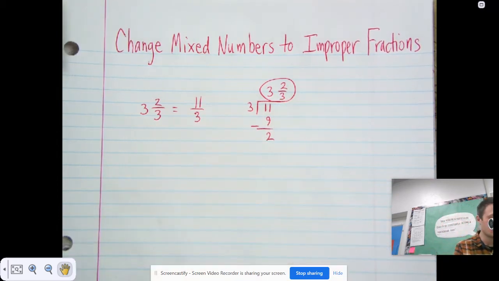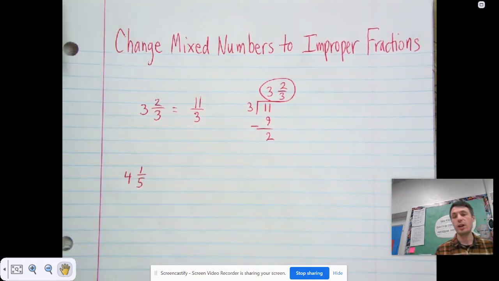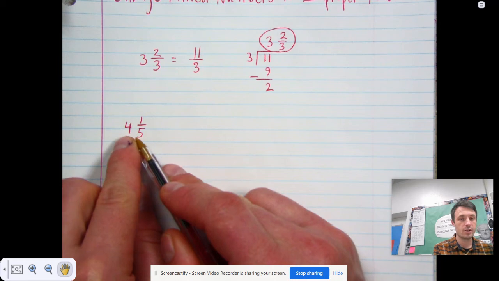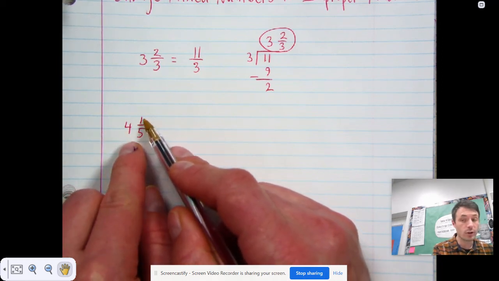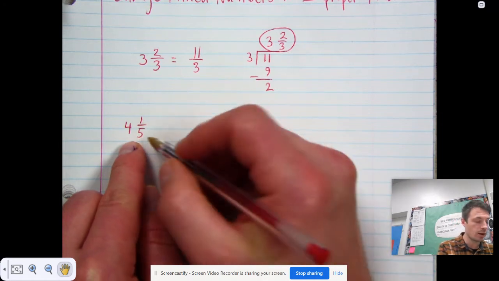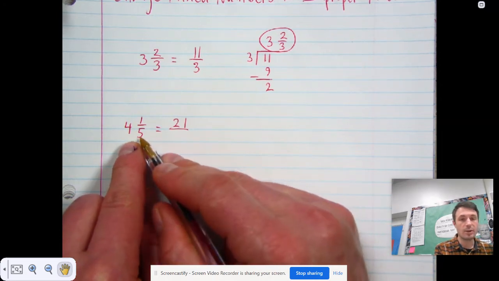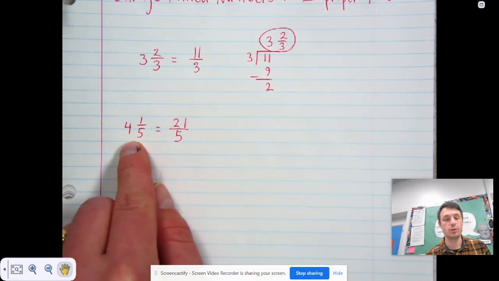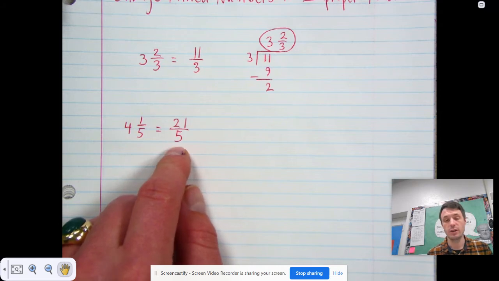Okay, let's do another example. Let's say we have 4 1/5. How do we change 4 1/5, a mixed number, into an improper fraction? We multiply the whole number times the denominator. 4 times 5 is 20. Then we add the numerator to that. Plus 1 is 21. And that becomes our new numerator. Whatever the denominator is in the mixed number, that's the denominator in the improper fraction too. So 4 1/5 can be written as an improper fraction, 21/5.